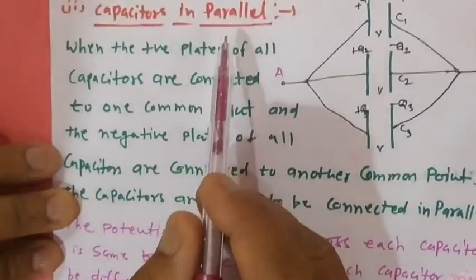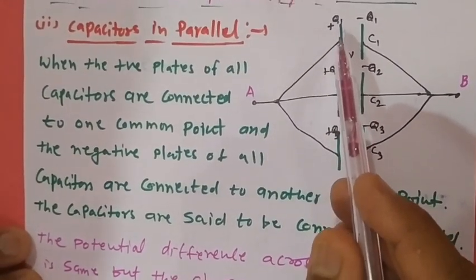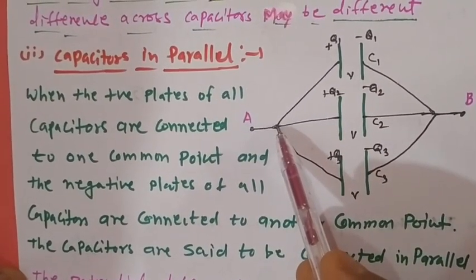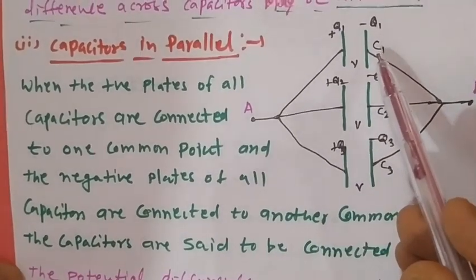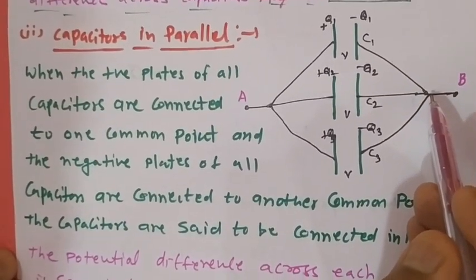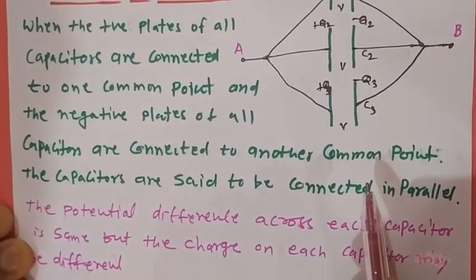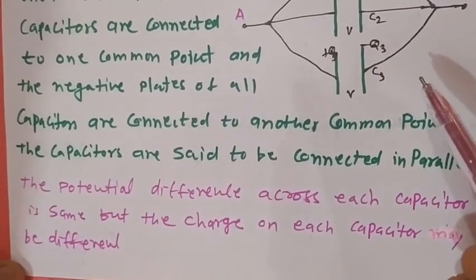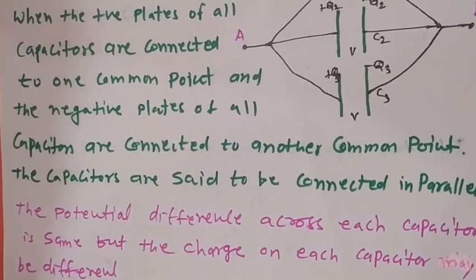Second one, capacitor in parallel. In the diagram we can see that all the positive plates of the capacitors C1, C2 and C3 are connected to one common point, and all the negative plates of capacitors C1, C2 and C3 are connected to one common point. The capacitors are said to be connected in parallel as per the diagram. The potential difference across each capacitor is the same, but the charge on each capacitor may be different.